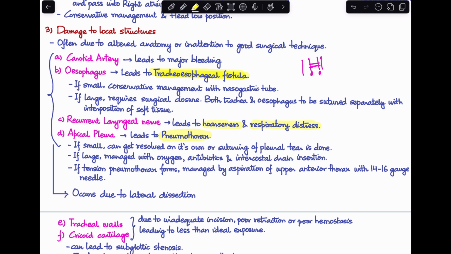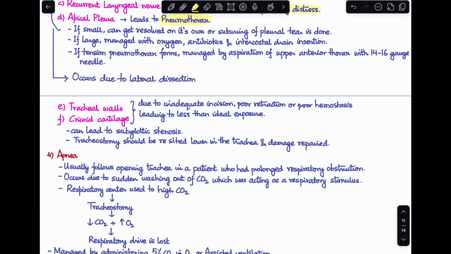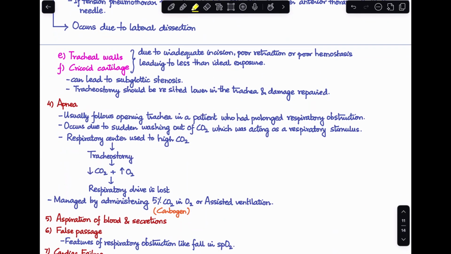So these four structures, the carotid artery, esophagus, recurrent laryngeal nerve, and the apical pleura, are all structures which are more prone to damage if we end up going too laterally while performing dissection during tracheostomy. Other than this, some other structures that may get damaged are the tracheal walls and the cricoid cartilage.